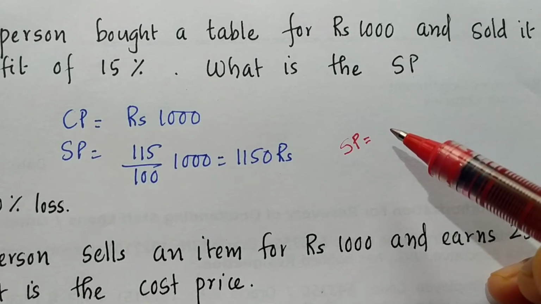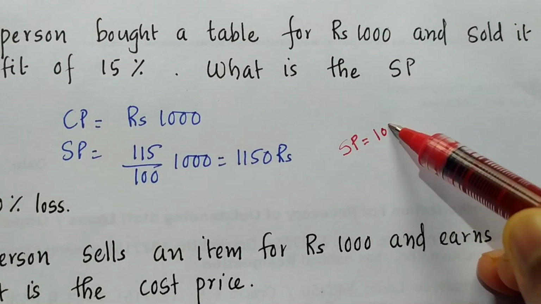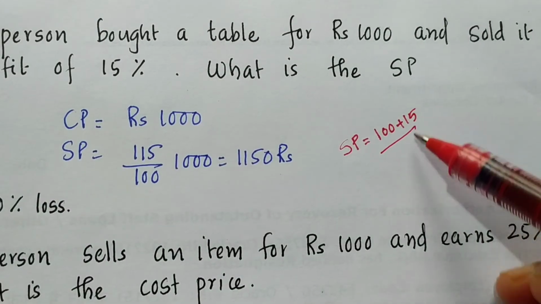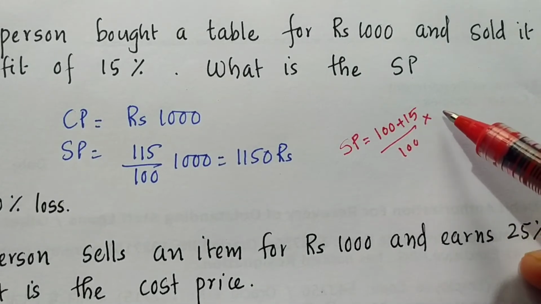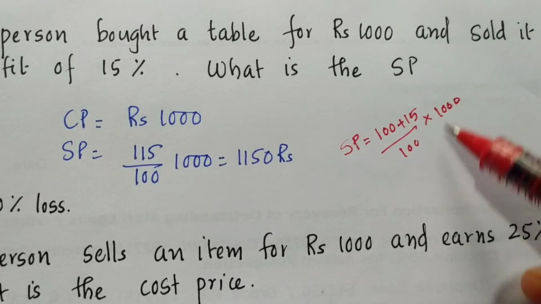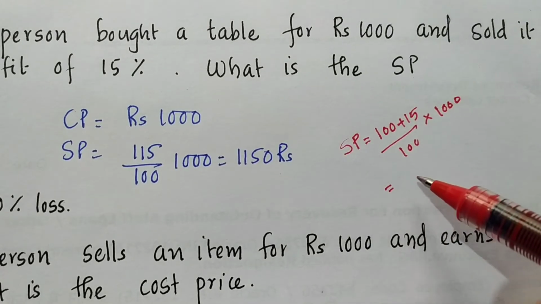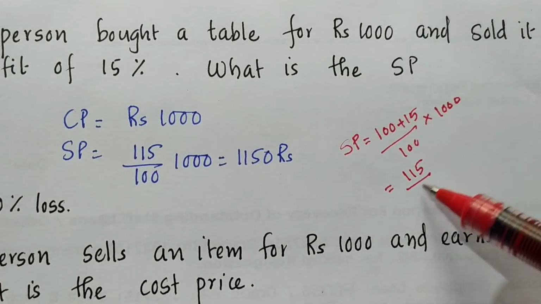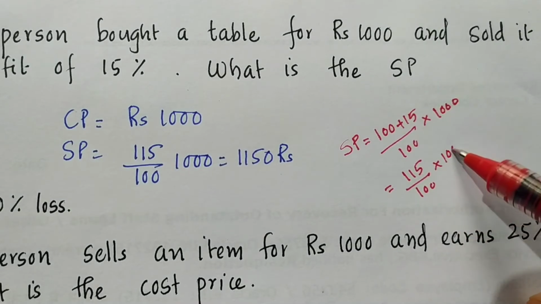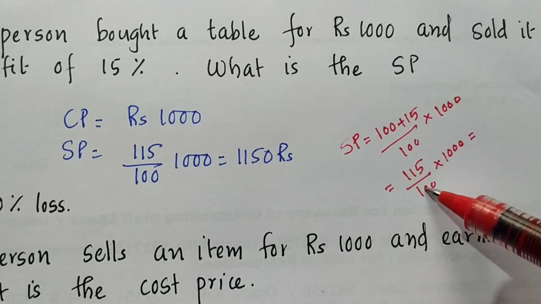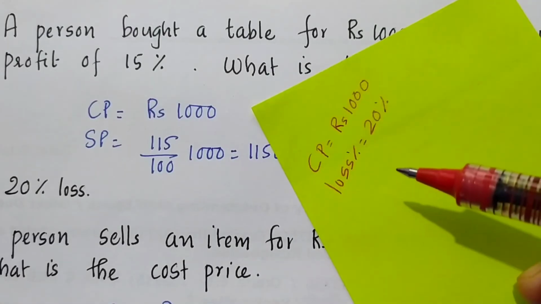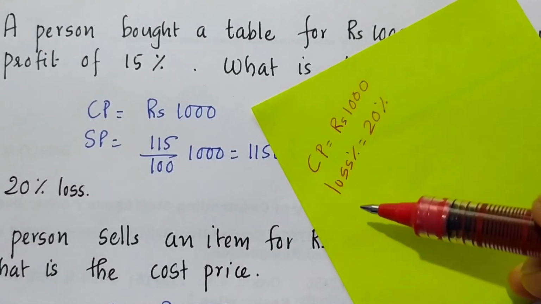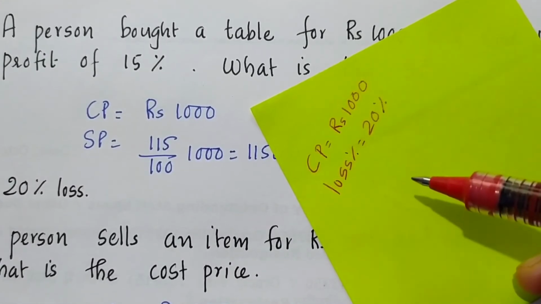So it simply means that selling price is 15% more than the cost price. So how to find out a number which is 15% more than the given number? It is just 100 plus 15 by 100 into the given number. Here the given number is the cost price, that is 1000. So SP will be 115% of 1000, that is equal to rupees 1150.